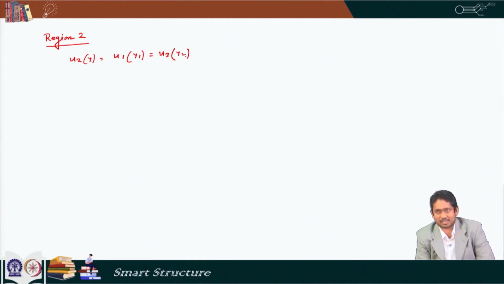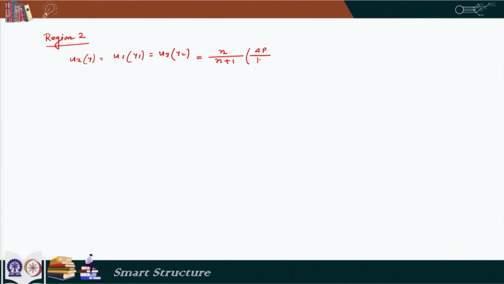So, u1 evaluated at y1 is equal to u3 evaluated at y2. Now, if we do that evaluation, then the expression becomes n by n plus 1 multiplied by del p by k L to the power 1 by n, multiplied by (d minus delta) by 2, which is our y1, to the power (n plus 1) by n, and that is the velocity at which the plug region moves.